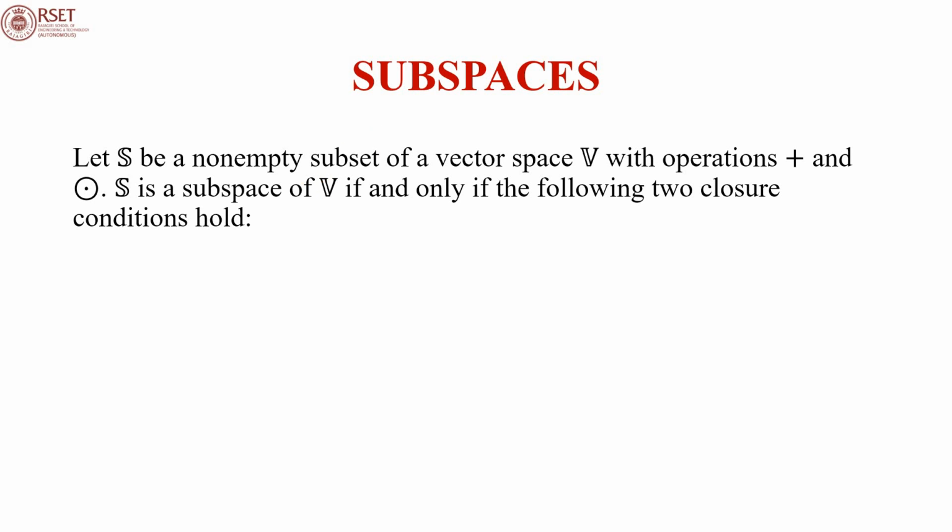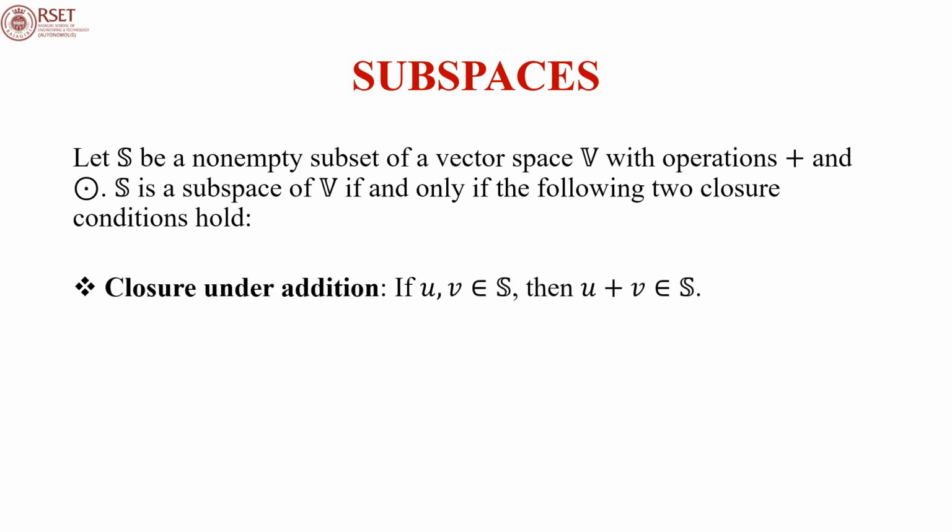A subspace of a vector space is actually a subset of the vector space, which itself is a vector space under the induced operations of vector addition and scalar multiplication. Or mathematically we can say, let S be a non-empty subset of a vector space V with operations plus and dot. S is a subspace of V if and only if the following two closure conditions hold.